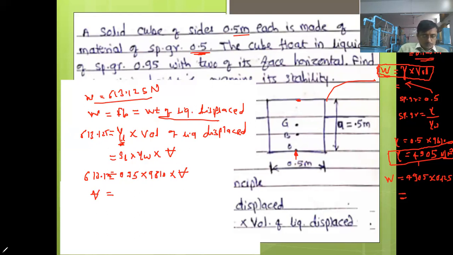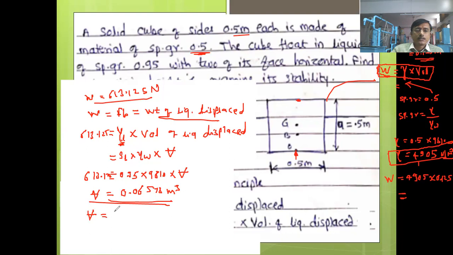4905 into 0.125, it has come 613.125, correct? 613.125. Now divided by 9810 divided by 0.95, and here I got the volume as 0.06578 meter cube, right? हे काय भेटलं मला? Volume of water displaced. Now what is this volume of water displaced? How I can write it?